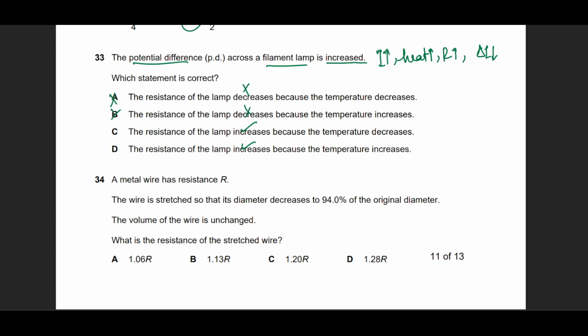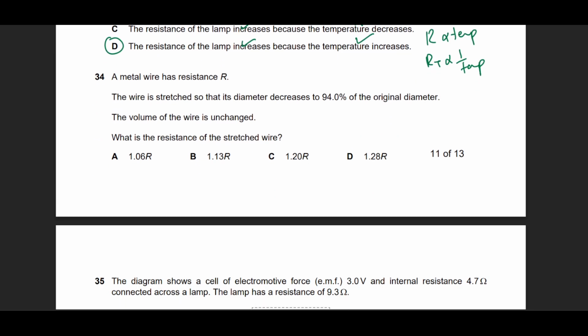Options A and B are immediately rejected because the temperature decreases. No, the temperature increases. So the resistance of any ohmic or non-ohmic conductor is proportional to temperature, except the thermistor, which has an inverse relationship with temperature. But of course, this is a non-ohmic conductor, and this is only one case we have to memorize.